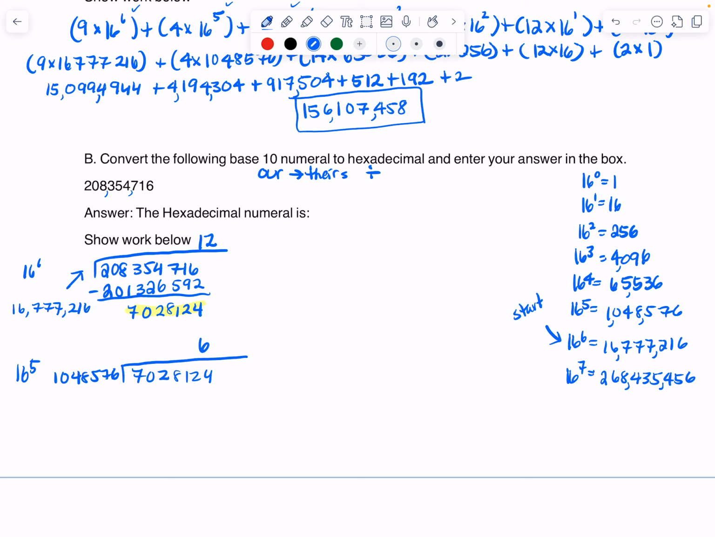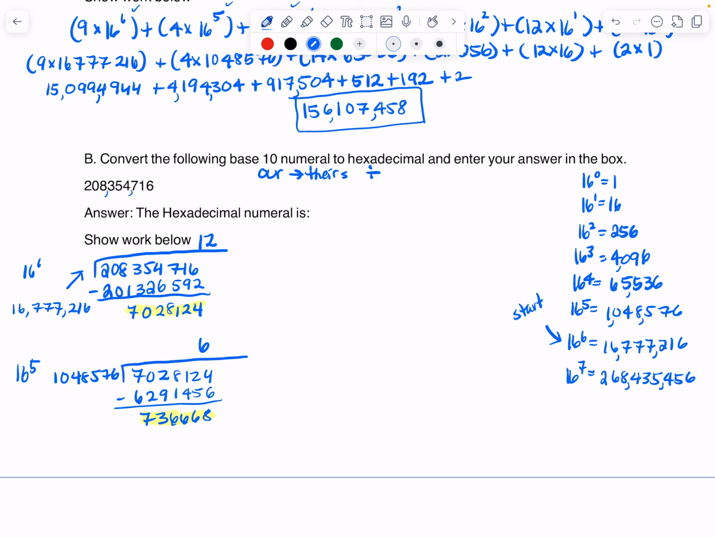So I'm going to use a 6, and I'm going to take 1,048,576 times 6. And when I do that, I get 6,291,456. And that's what's going to be subtracted from 7,028,124. So 7,028,124 minus 6,291,456, I get 736,668.